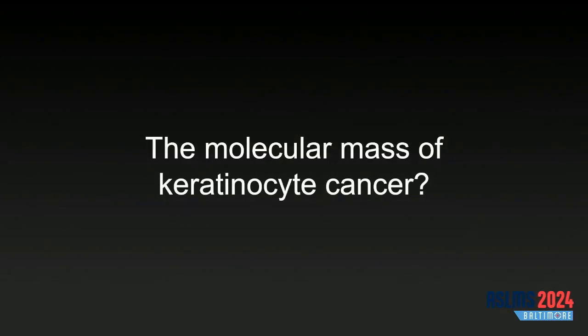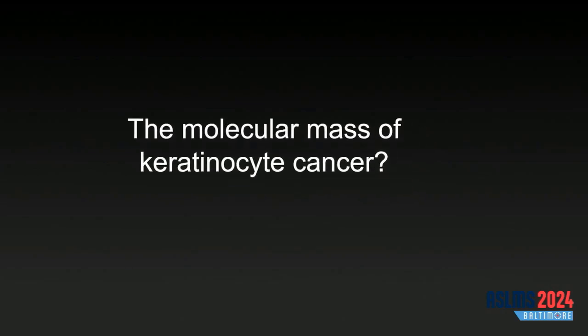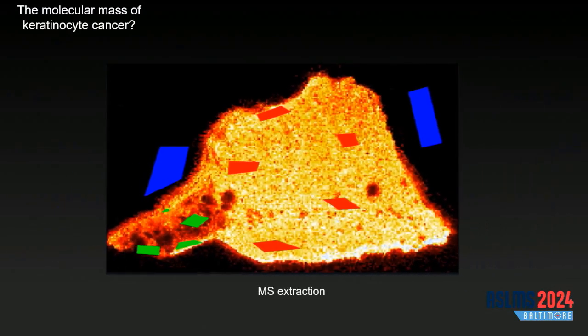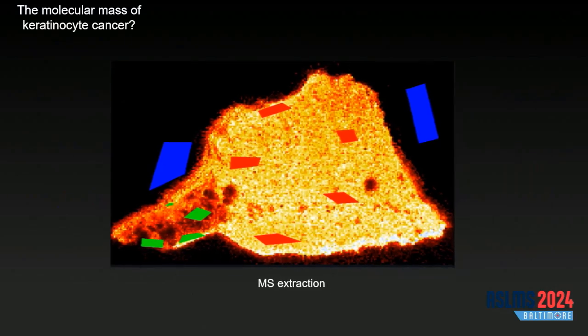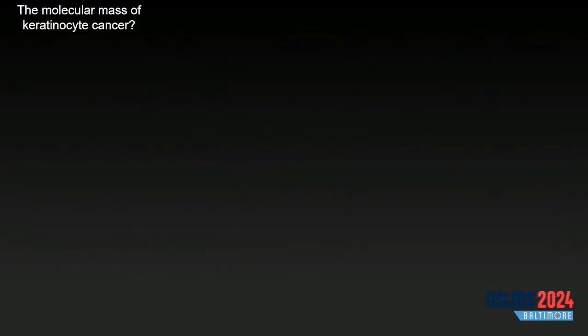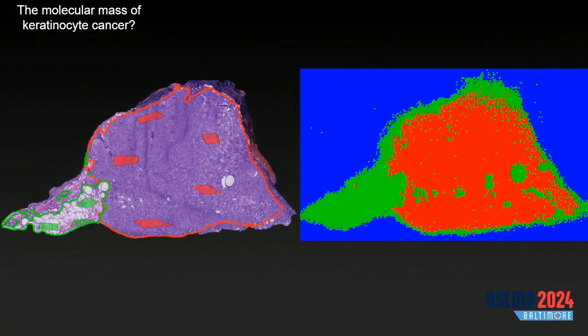And that's where machine learning comes into play, because we do have a lot of data. So if we create this extraction mask based on histology, we can extract spectra from the mass spec image that represents each class, and in this case, non-tumor versus tumor. So we have these representative spectra and train a machine learning model based on that. And here we can see that our trained model is able to predict the tumor area quite well.